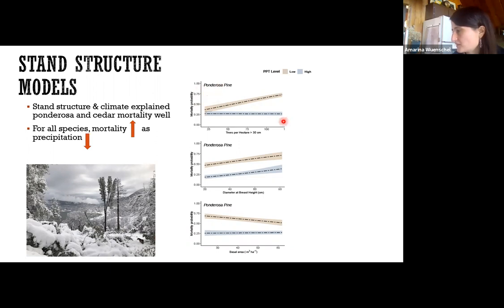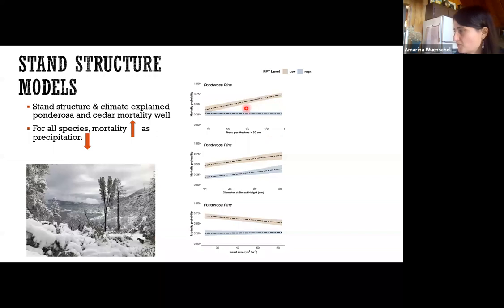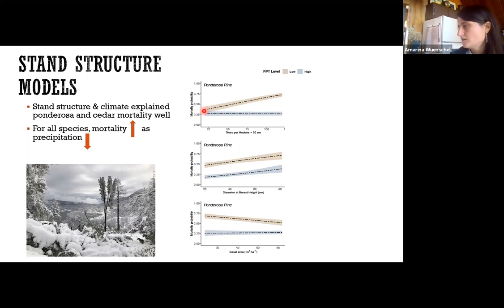And then I'm going to talk about these graphs here that show stand structure and mortality probability. So it's mortality probability here on the y-axis. And on this first top graph, we're looking at trees per hectare greater than 30 centimeters. So that's just basically the density of large ponderosa pines. The red here is dry sites, and the blue here is the wetter sites, the sites with more precipitation. And so there's this interesting relationship on the dry sites where the probability of a ponderosa pine dying rose when there were more large ponderosa pines at the site.